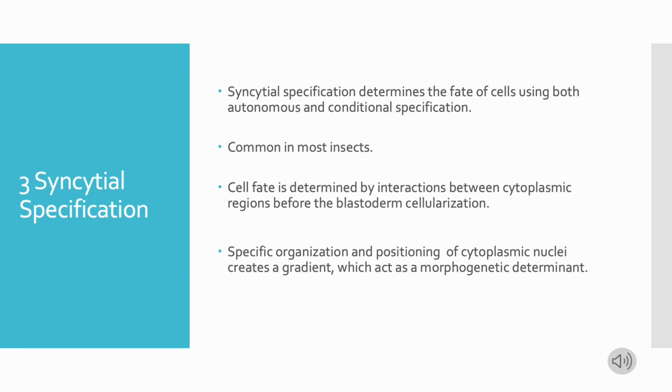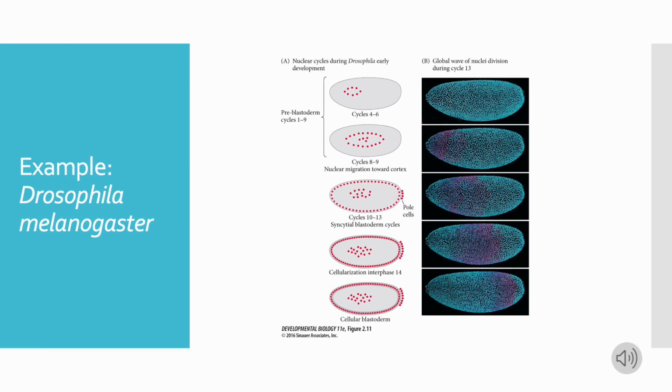Most insect classes undergo this type of specification, and one of the best known examples is the process that takes place in the fly Drosophila melanogaster. As mentioned previously, one of the best known examples of syncytial specification is the process in Drosophila melanogaster.